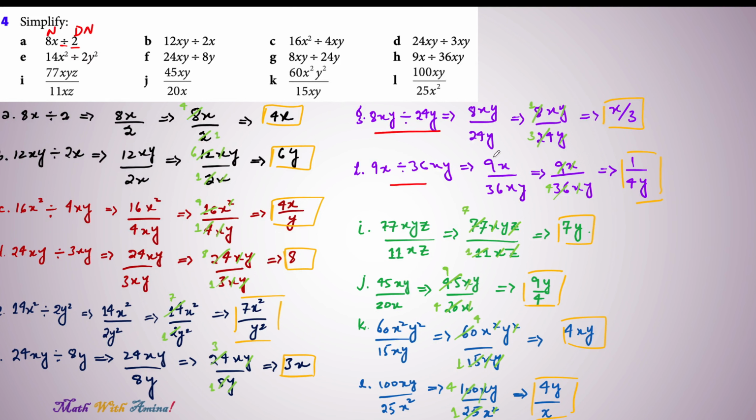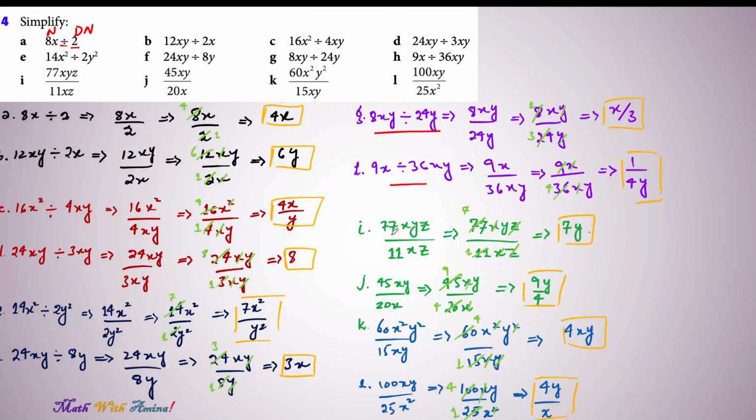Then we look into the numbers and try to simplify it. 9 multiplied by 1 is equal to 9. 9 multiplied by 4 is equal to 36. So 1 over 4 we get for the numbers, and x is mentioned in the numerator once and once in the denominator, so they will get cancelled. Y, however, is missing in the numerator and present in the denominator, so it will remain as it is. Therefore, as a final form of this expression after simplification, we will have 1 over 4y.